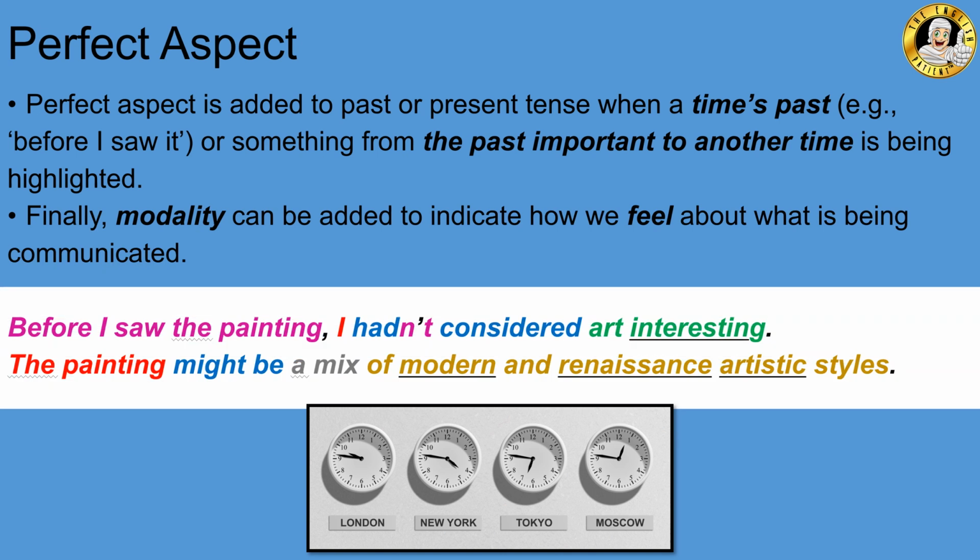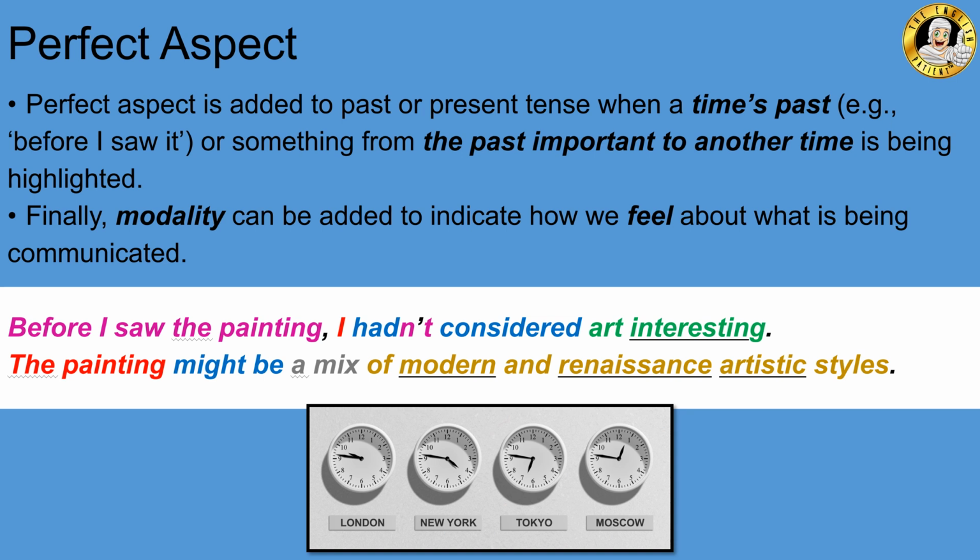Finally, modality can be added to indicate how we feel about what is being communicated. There are several methods of adding modality. Some can be done with simply using words to indicate how we feel about things, but also we use modal verbs, pure modal verbs, such as will, would, can, could, might, may, shall, should, and must.